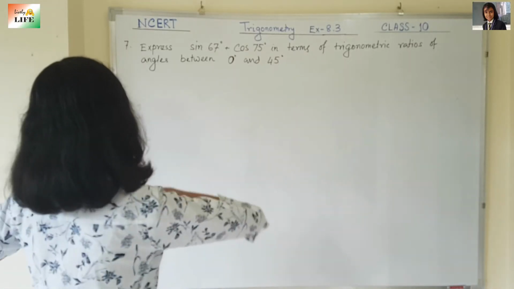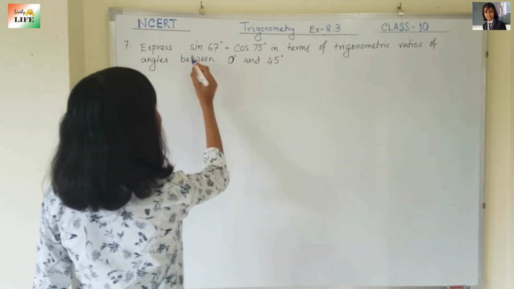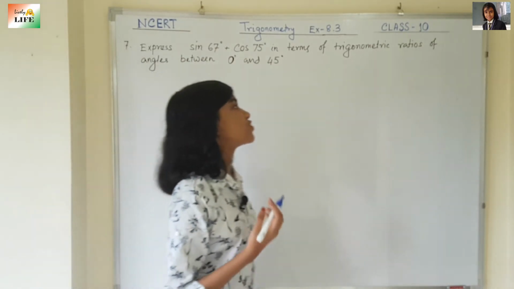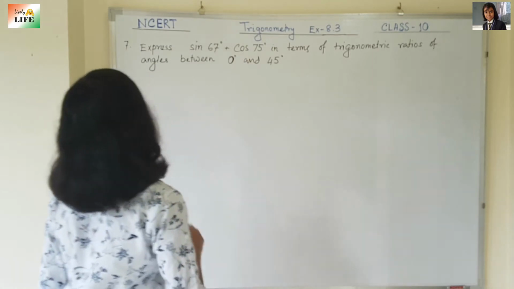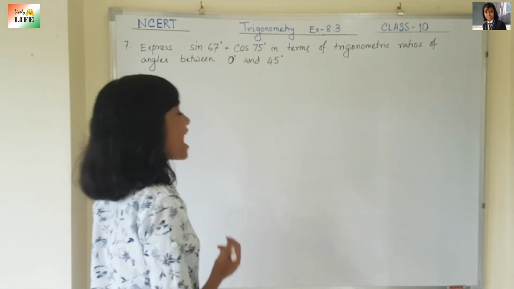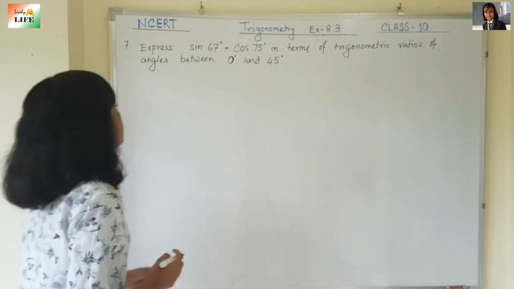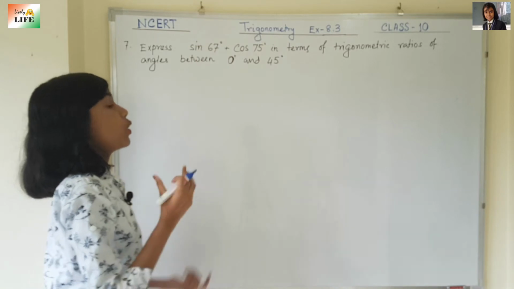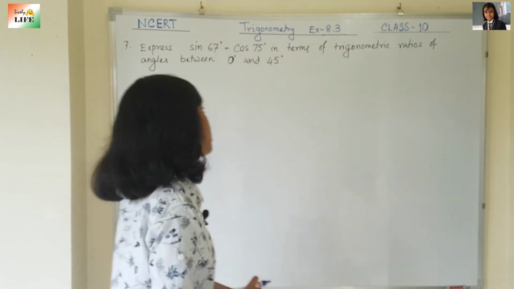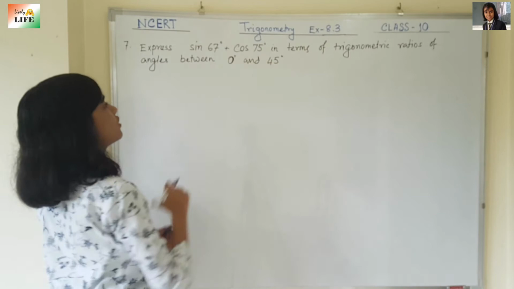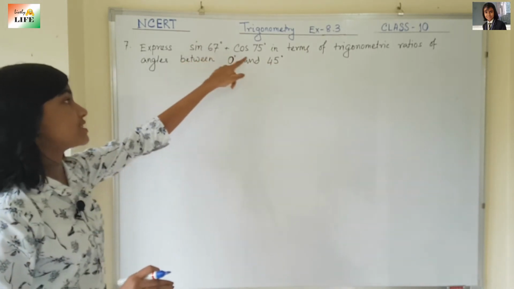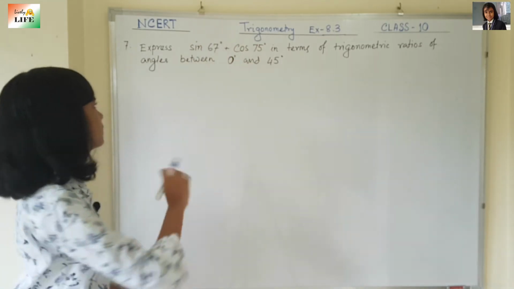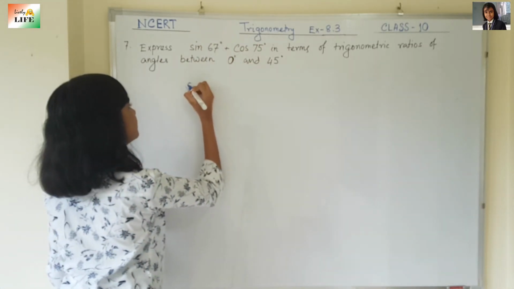What is question number 7? Express sine 67 degree plus cos 75 degree in terms of trigonometric ratios of angles between 0 degree and 45 degree. Okay. So what is given? Sine 67 degree plus cos 75 degree. We have to express it in terms of trigonometric ratios of angles between 0 degree and 45 degree. This is more than 45 degree, right? 67 degree and 75 degree. We have to express this between 0 degree and 45 degree.